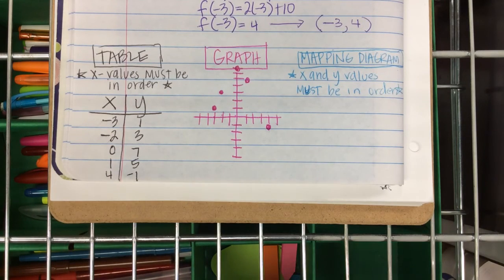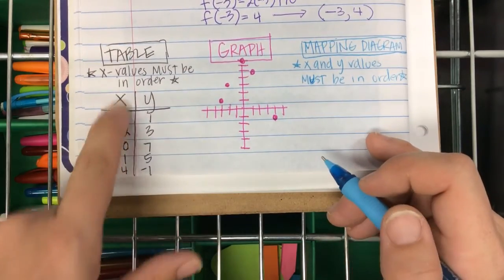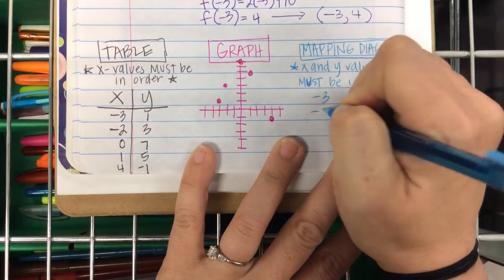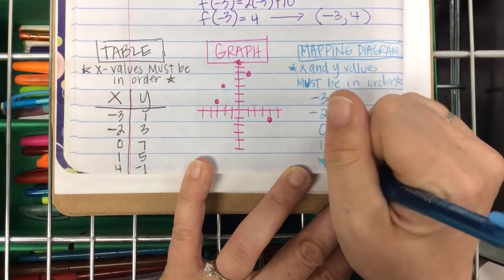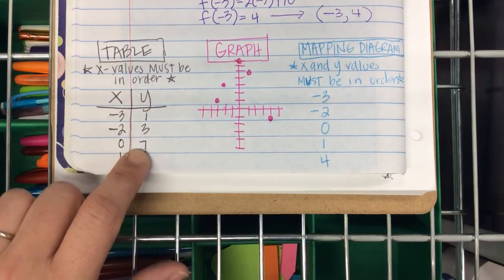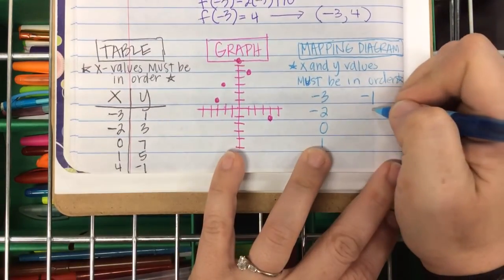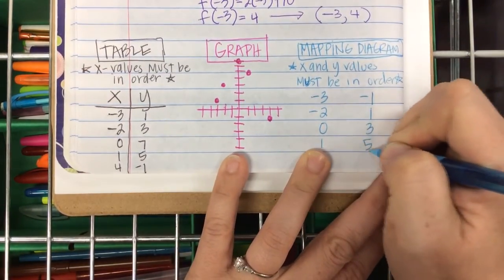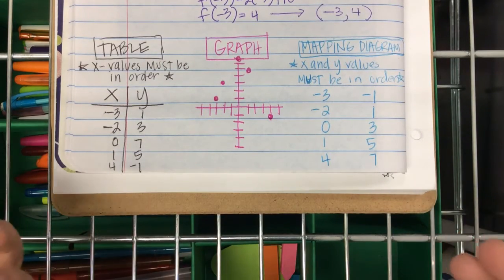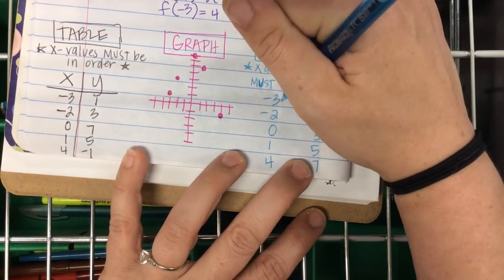How do you not know how it's separated? That's a good question. So let's look. Let's just copy from our table because our x values are already in order, correct? Negative 3, negative 2, 0, 1, 4. And then our y values, negative 1, 1, 3, 5, 7. Is that correct? Yes. And then how do we know? Jacob asks, how do you know what goes with what? Zach, what do? Draw a line.